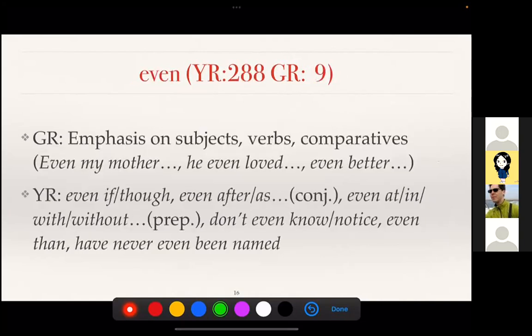"Even" shows a similar tendency. In graded readers, "even" emphasizes subjects, verbs, and comparatives only, but in youth reader, it emphasizes conjunctions like "even if", or prepositions, "even in", "even without", or some of the very complex structures like "have never even been named": past, perfect, negative, passive voice, plus "even". It's quite complicated.